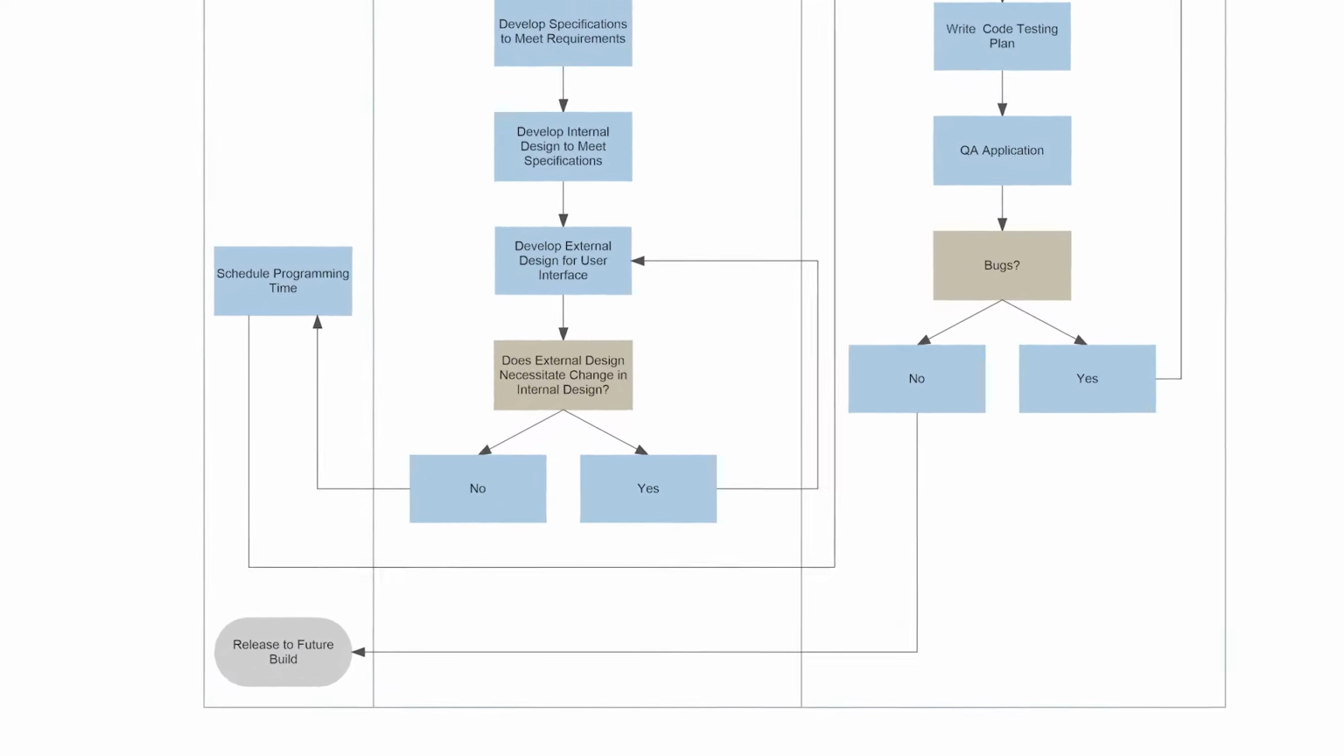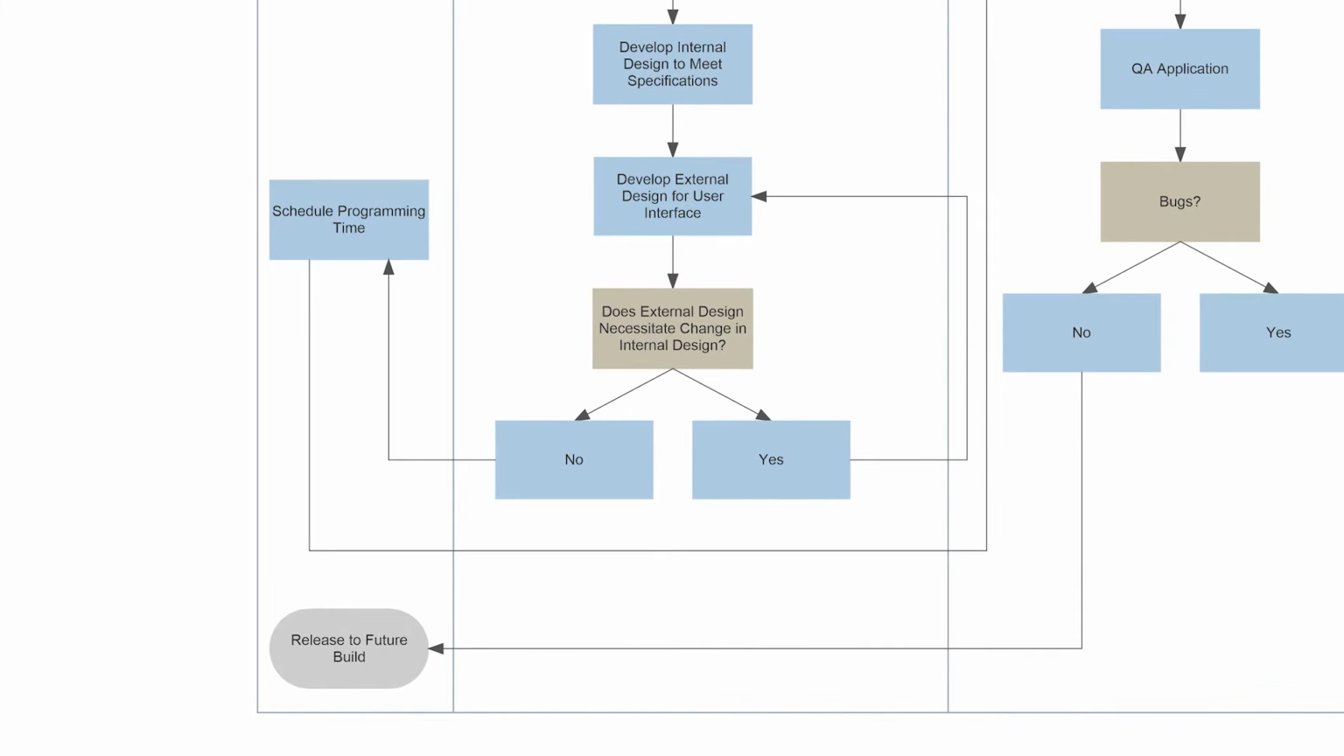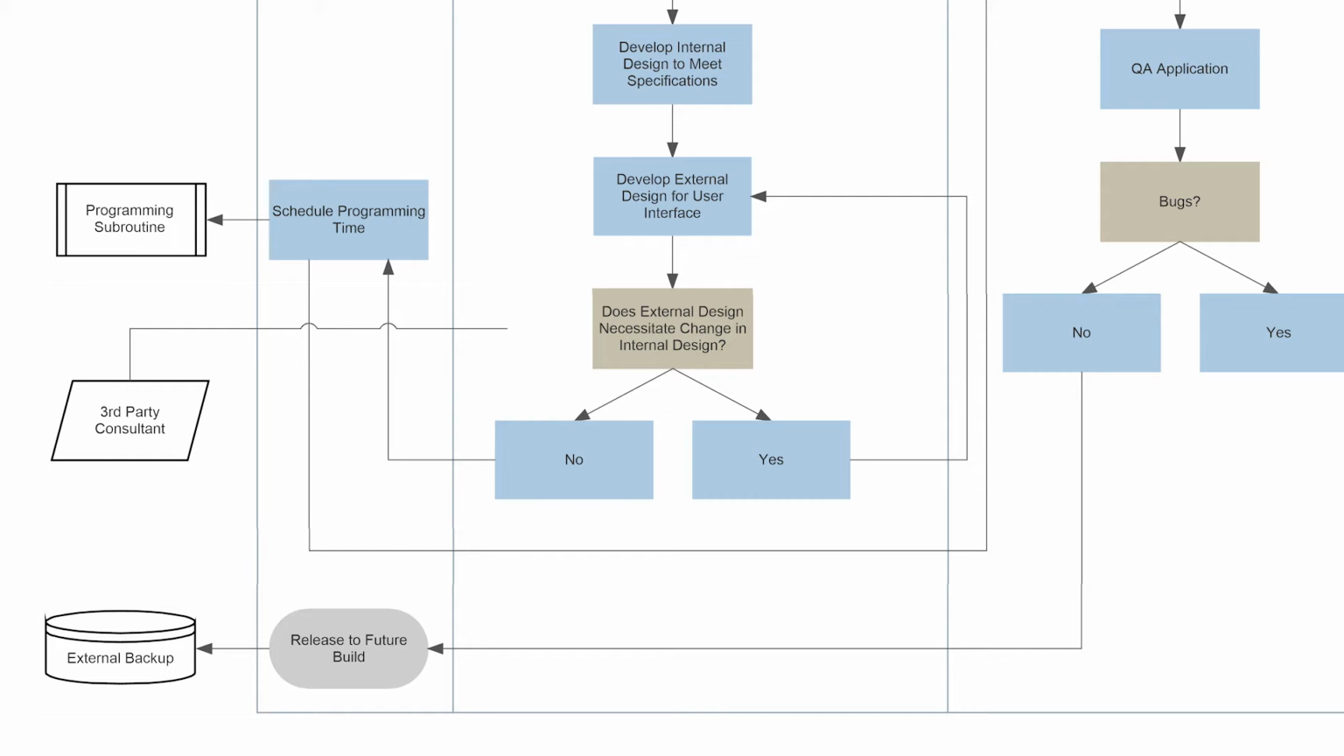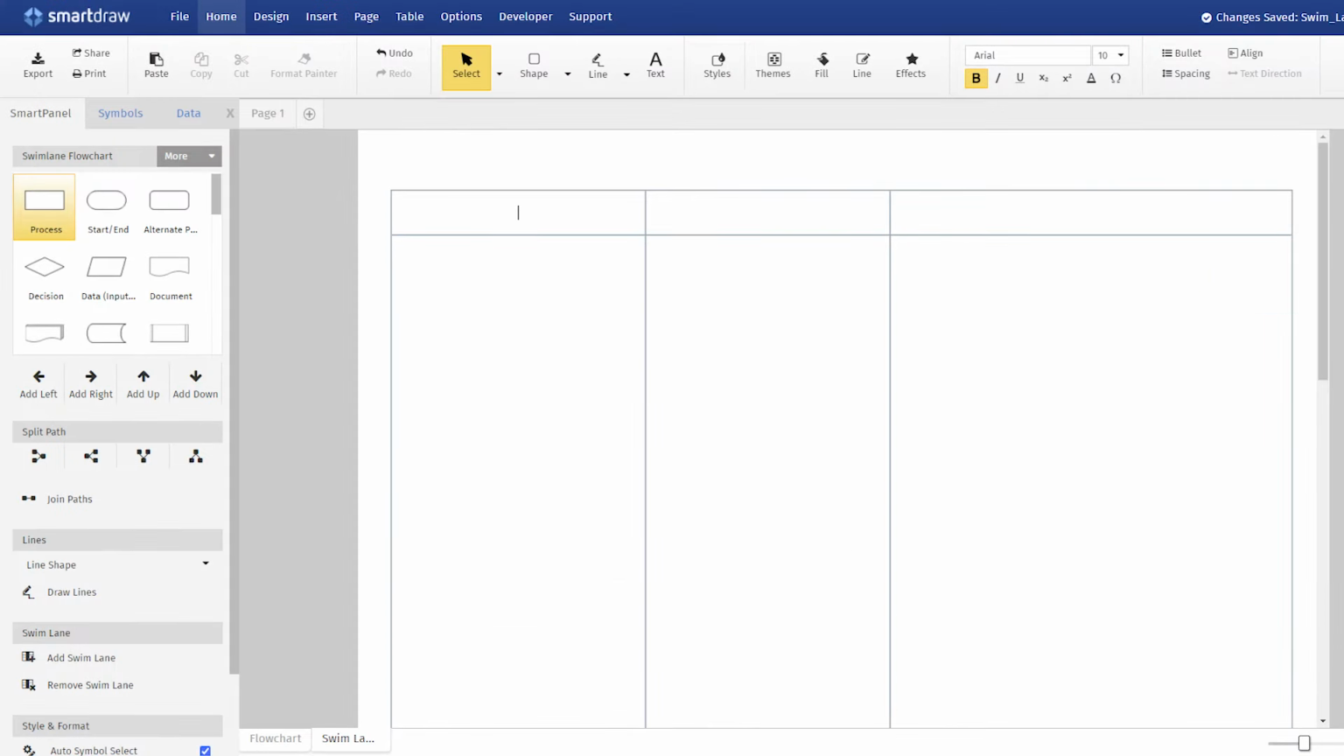Swim lanes can also help you understand deeper layers of complexity in a process. Symbols can represent external factors such as peripheral processes, external data, and third-party entities, in addition to the familiar flowchart symbols and notation. Now let's go over how to build a swim lane flowchart.